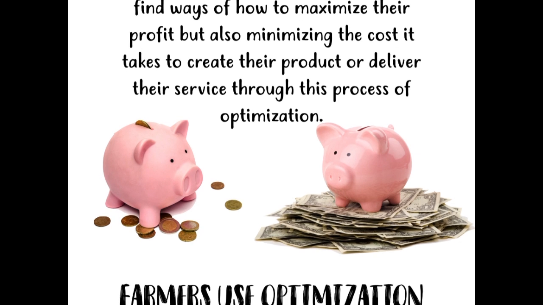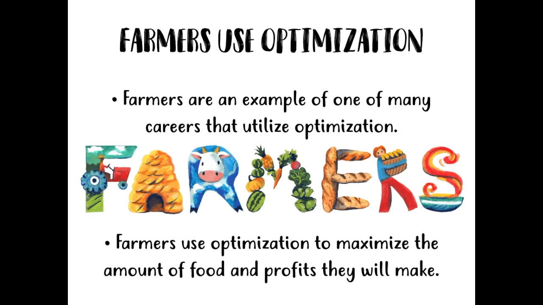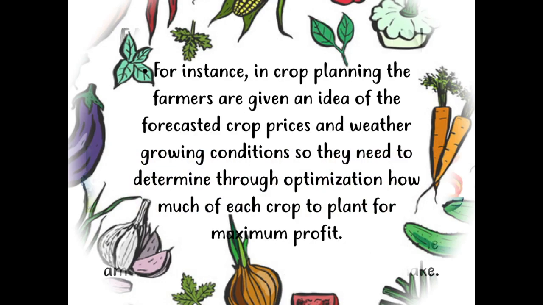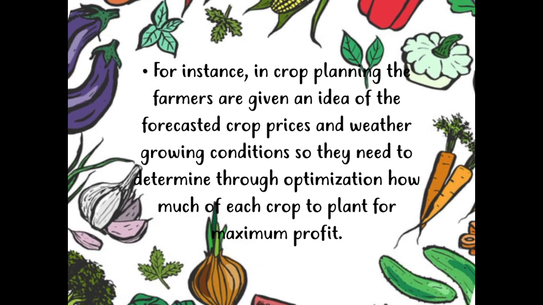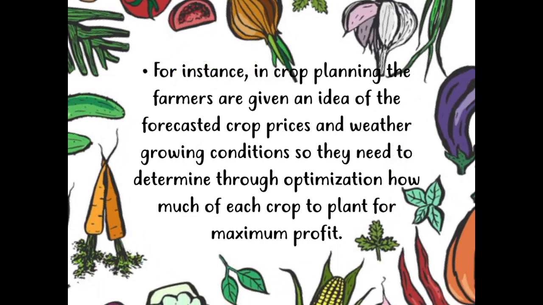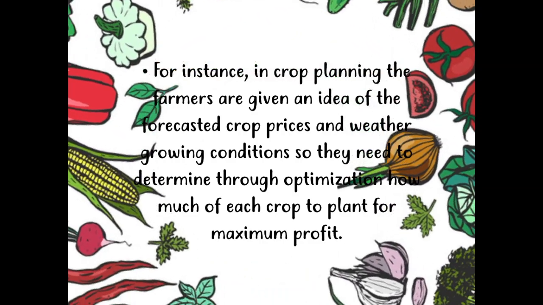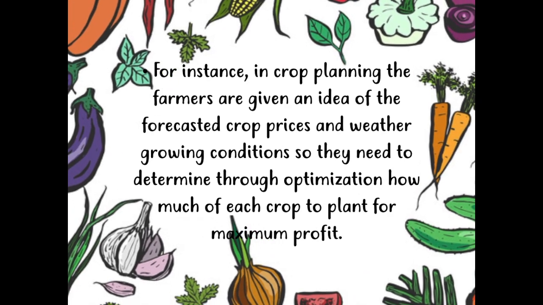A career that uses optimization is farmers. Farmers are an example of many careers that utilize optimization. Farmers use optimization to maximize the amount of food and profits that it will make. For instance, in crop planning, farmers are given an idea of the forecasted crop prices and weather growing conditions, so they need to determine through optimization how much of each crop to plant for maximum profit.